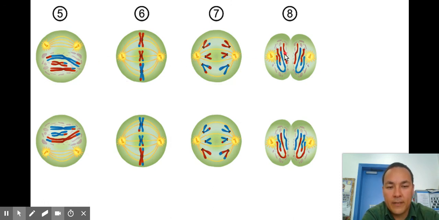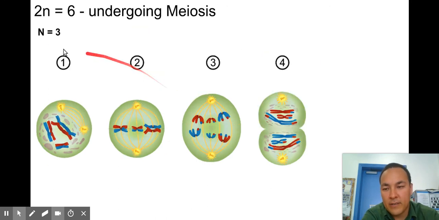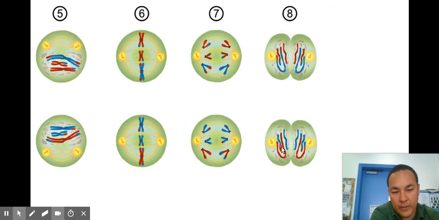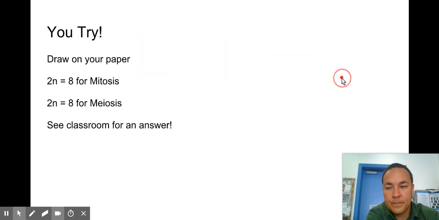Look at the final cells. 1, 2, 3. 1, 2, 3. So in those final cells, we have n is equal to 3. Meiosis is going to make 4 cells, and they're each going to be haploid, or half the number of chromosomes.